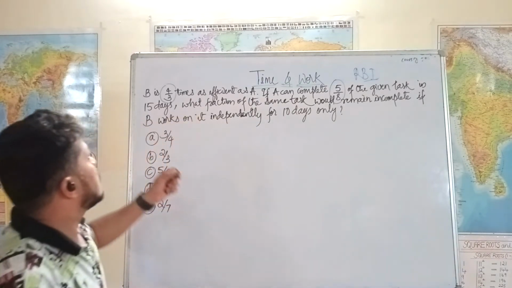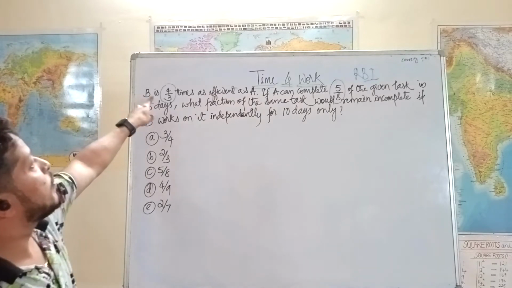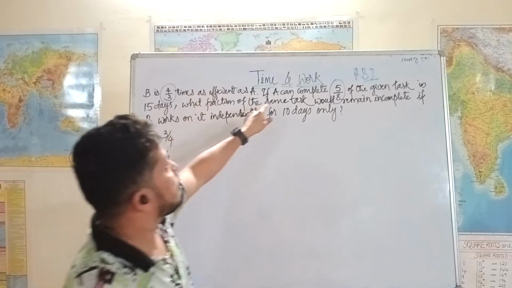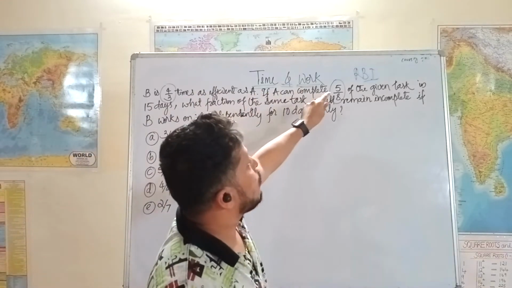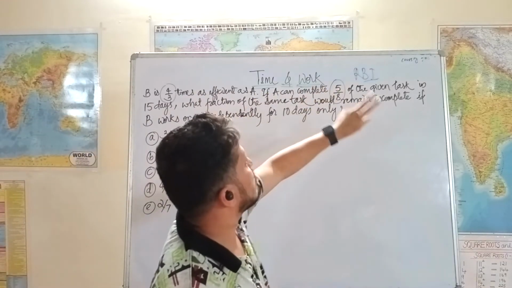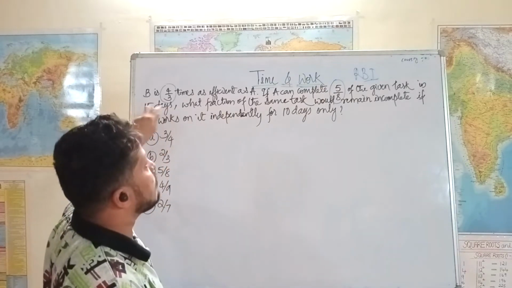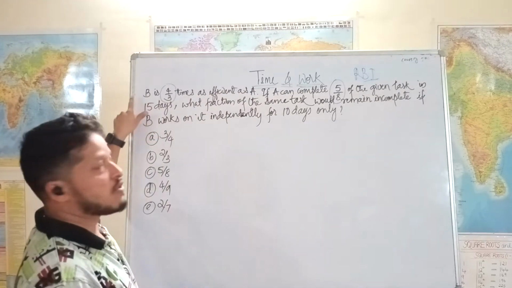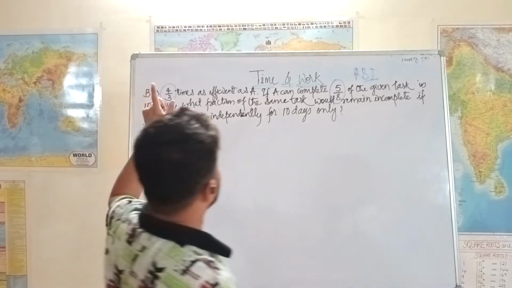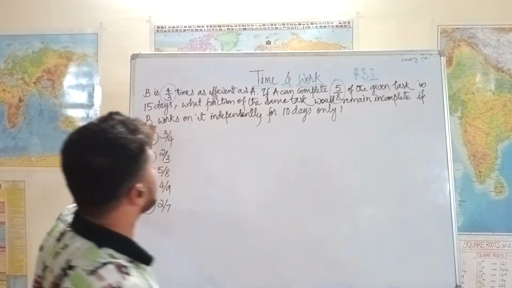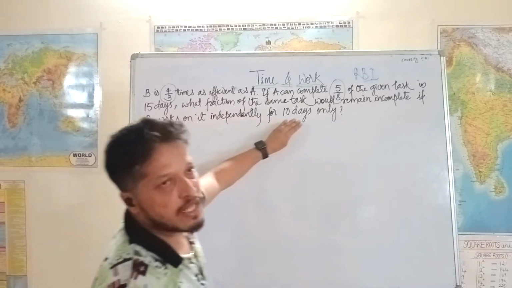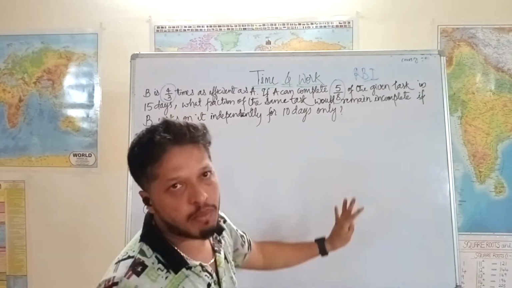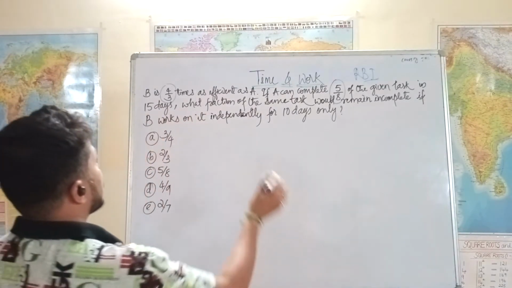So what they're saying is, B's efficiency is 4/3 times of A. So that's one thing we know. And if A can complete not the whole work, just 5/8 of the given task in 15 days, then we know A's efficiency. From A's efficiency, we have to find B's efficiency. Then we should find what B needs to complete the entire work. He just worked for 10 days. So we need to find out the remaining amount of work that is not completed. Got it? So let's start here.